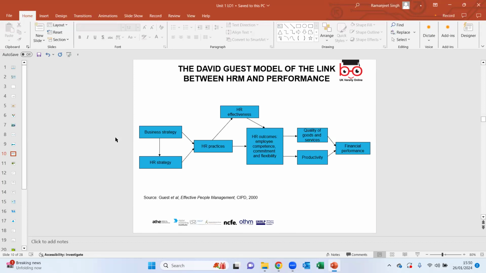This is called the David Guest model, which is basically linking human resource practices with proper outcomes for associates, or helping them to perform better, but also giving them the opportunities and development plans to perform better. So it looks at getting commitment and motivation in the organization through good HRM practices.